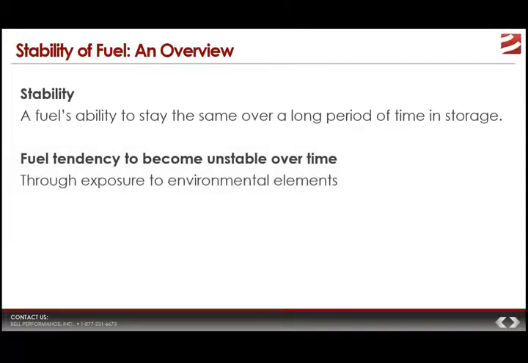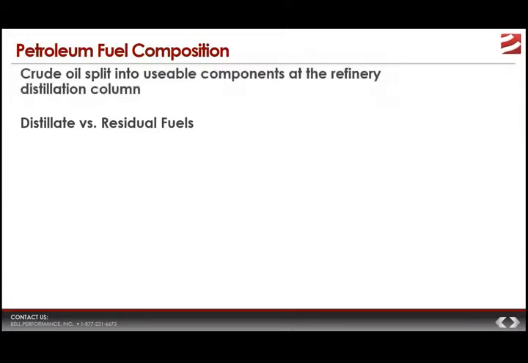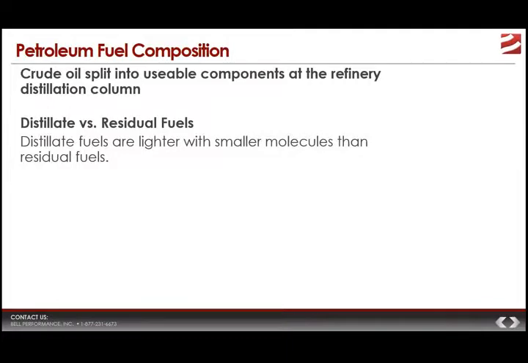Now, fuel, unfortunately, in the real world, has a tendency to become unstable. And this is primarily because it gets exposed to environmental elements over any given period of time. So in order to understand how and why this happens, let's take a closer look at what fuel is made of. Let's take a closer look at the composition of the fuel. Well, fuel, of course, comes from crude oil. And crude oil gets split into its usable components at the refinery level through distillation columns.